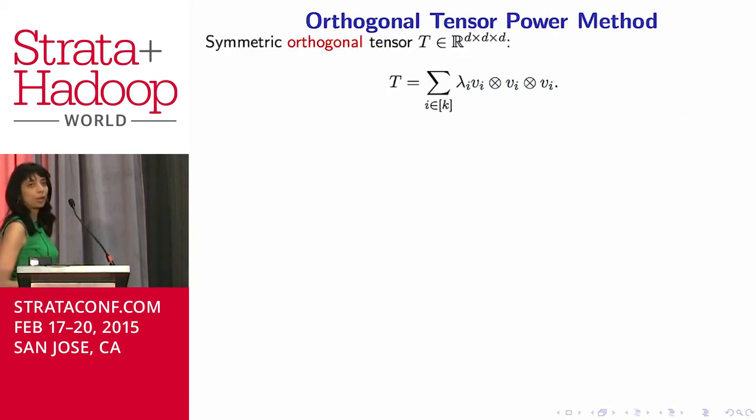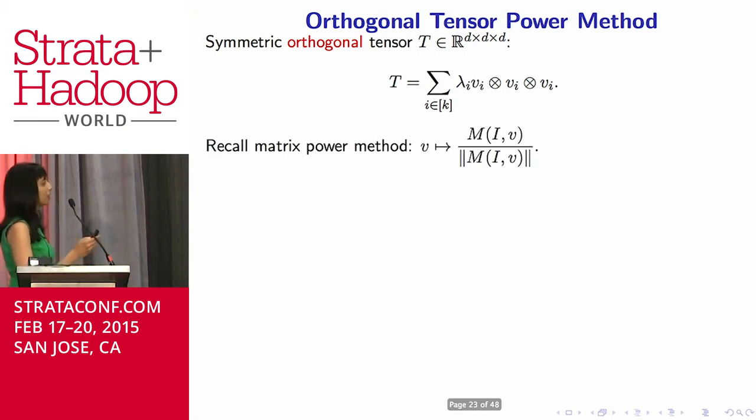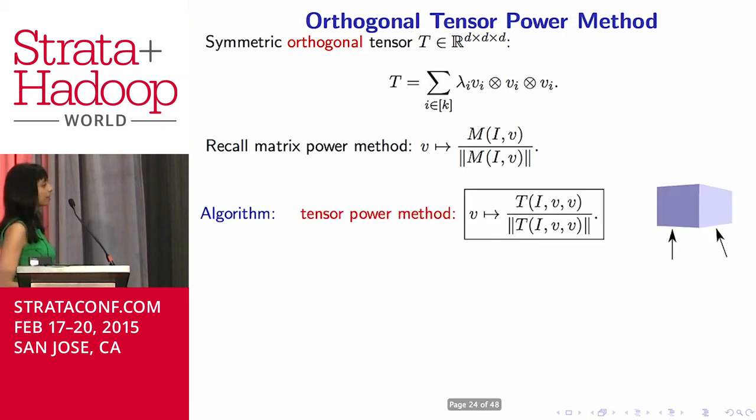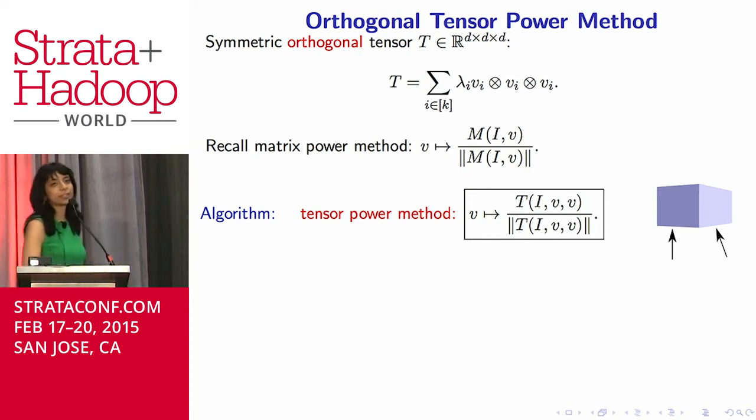And one nice property is, if you have an orthogonal tensor, meaning a tensor that can be represented as a sum of rank 1 terms that are orthogonal to one another, what we can show is a variant of the matrix method will give the correct solution. If you recall, with matrices, you can do the power method. Essentially, you take a matrix, multiply it with a vector, normalize it, and keep repeating this again and again.